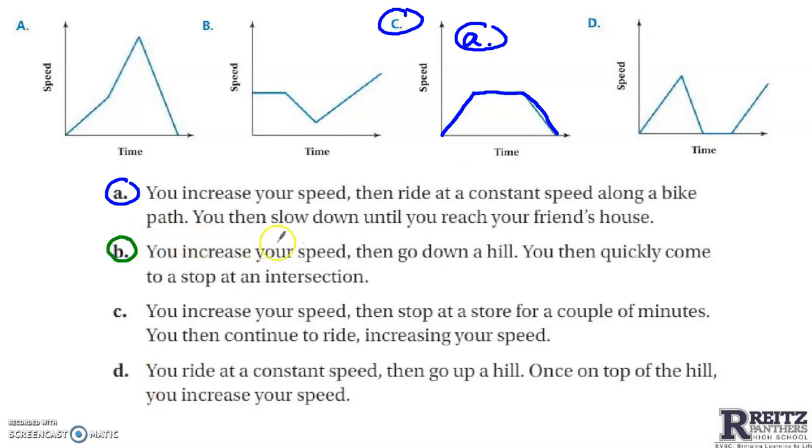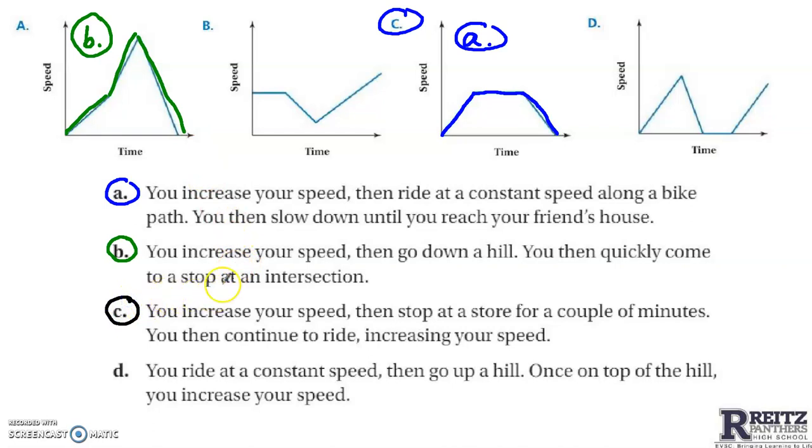Lowercase b says you increase your speed, then go down a hill. You then quickly come to a stop at an intersection. That's graph capital A. That's lowercase b right there. You increase your speed, then go down a hill. And what happens when you go down a hill? Well, your speed gets even faster. You then quickly come to a stop at an intersection. In a very short amount of time, your speed goes from being quite a bit to 0.